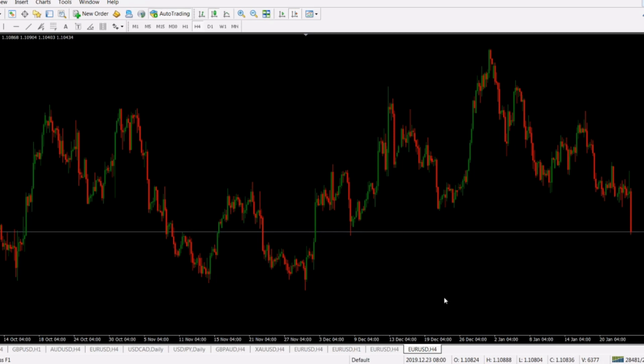So I've got an empty chart of Euro USD over here, and I'm just curious, it's 23rd of January 2020, it's 1600 GMT, which is like 10 o'clock New York time at the moment.